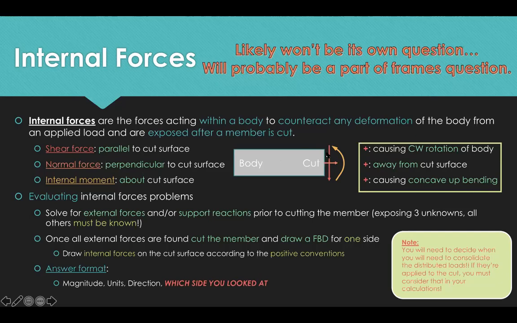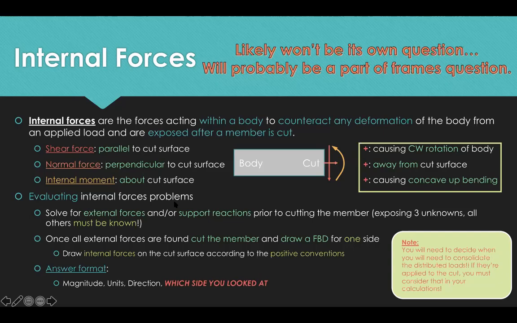So the conventions really only exist to make sure that you remember that. For the shear force, positive is the one that causes clockwise rotation of the body. So if I was to push down on this side, this whole rectangle would spin clockwise. The normal force is always pointing away from the surface, and the moment is causing a concave up bending, because if I rotate this side up, it's going to bend it into a U shape, which is concave up. So you don't necessarily have to follow those conventions. It's recommended that you do, but you don't necessarily have to. It's just to make sure that you're being consistent with the equal and opposite thing.